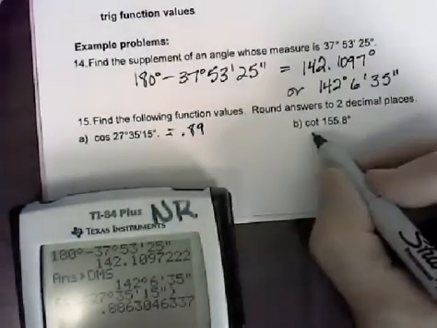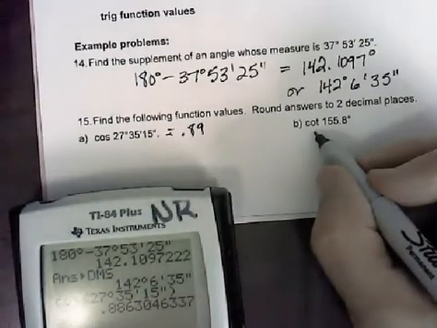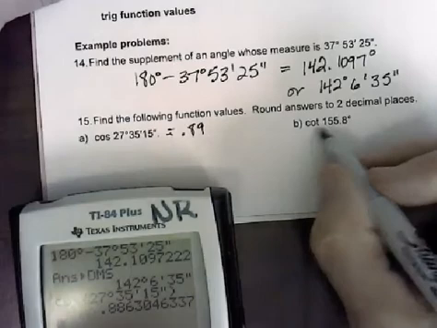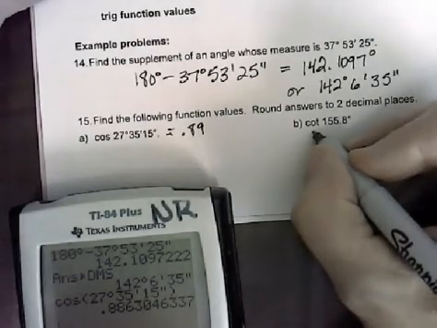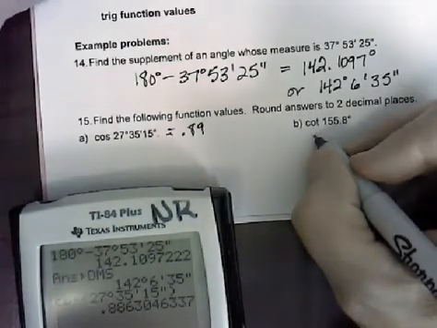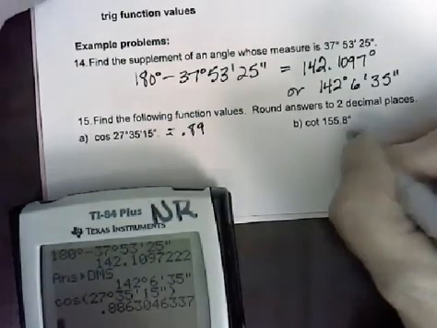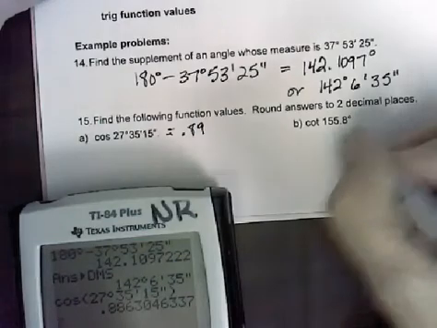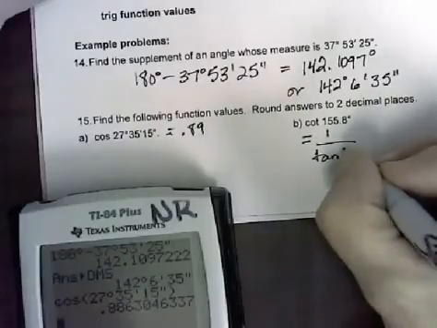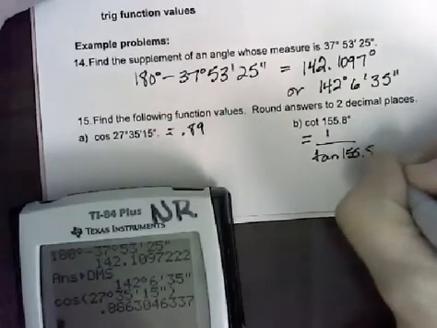This one's a little bit more tricky because this is not one of the 3 functions that's on your calculator. So you have to use the reciprocal function. Cotangent is the reciprocal of tangent. So the cotangent of 155.8 degrees is going to be the same as 1 over the tangent of 155.8 degrees.